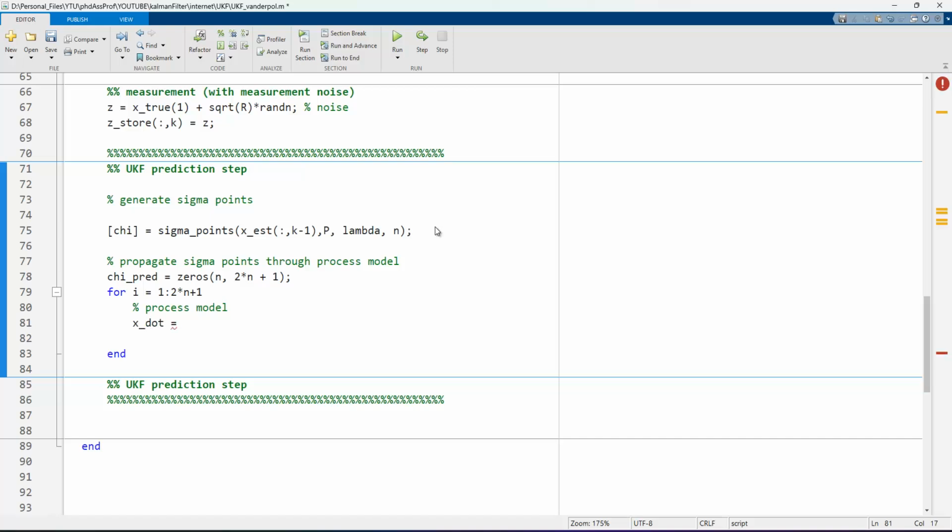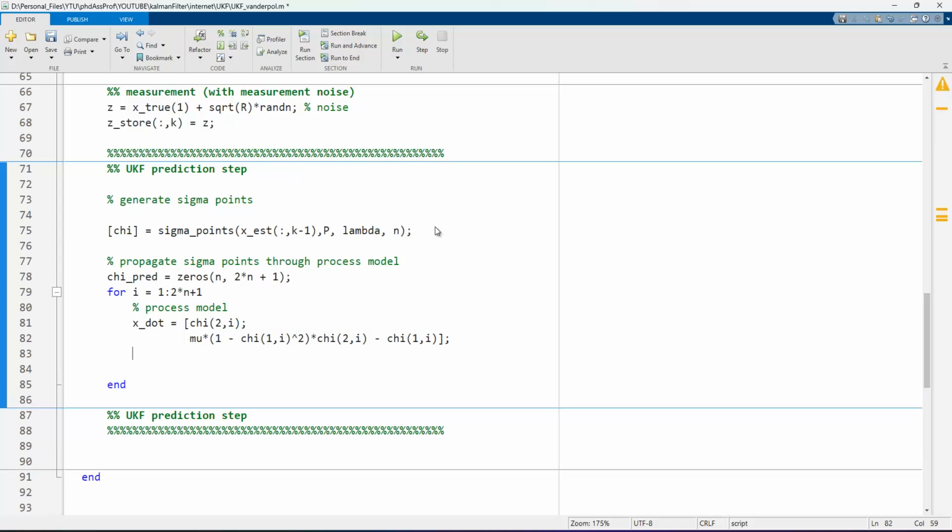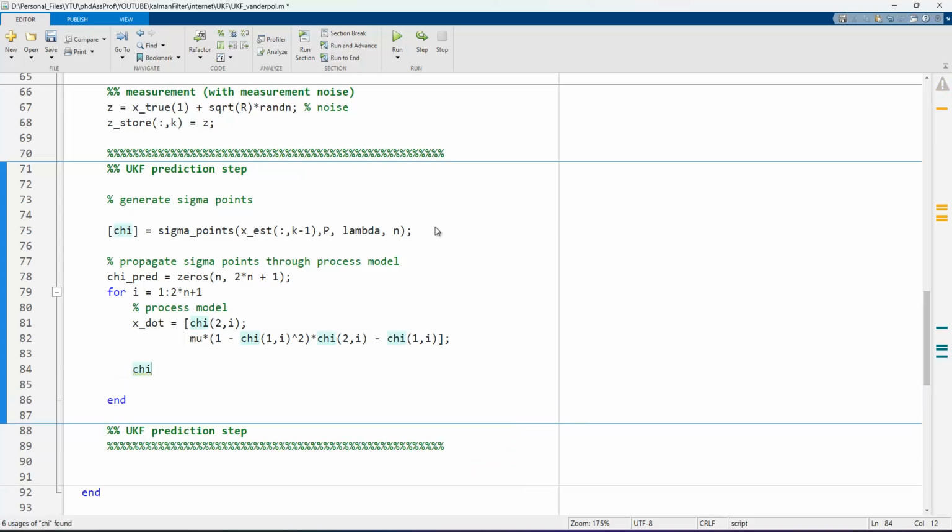X dot is equal to chi 2i, right? And so mu times 1 minus chi 1i squared, right, is the position, and also chi 2i minus chi 1i, okay? And so the chi pred i value is equal to chi i plus x dot times dt, okay?